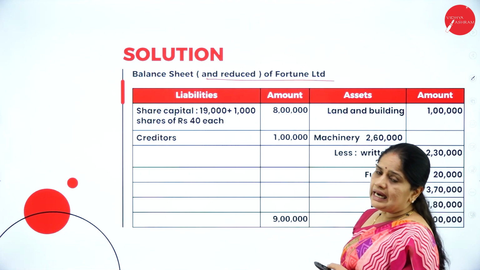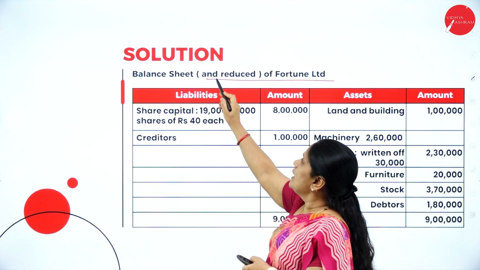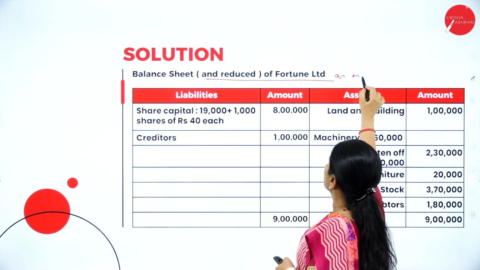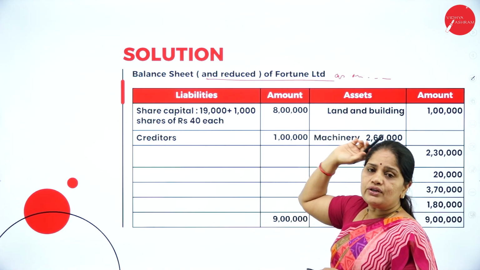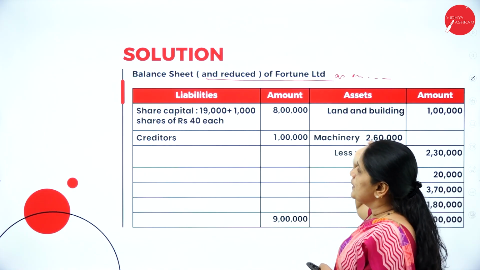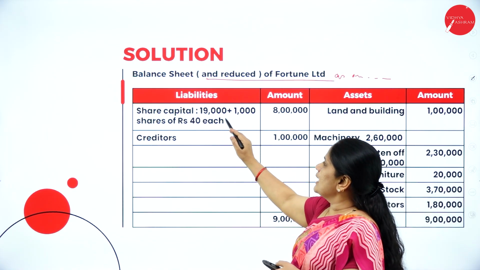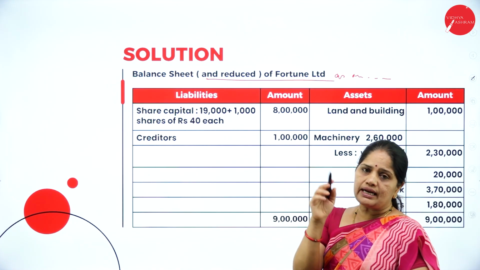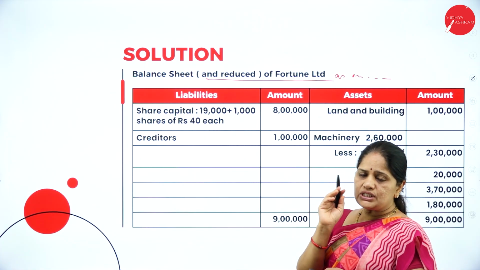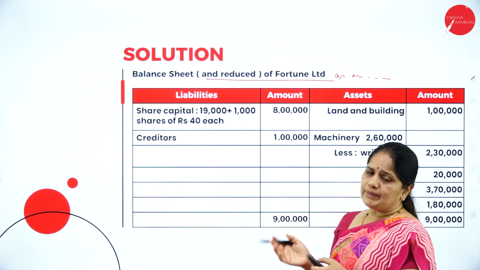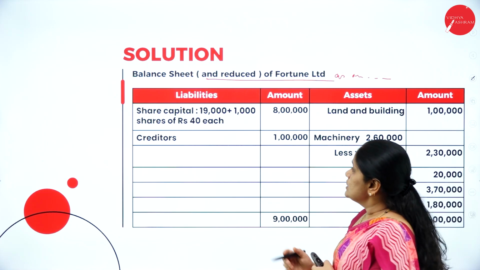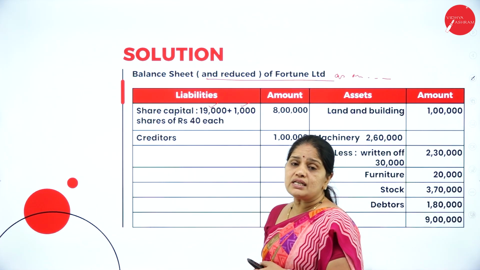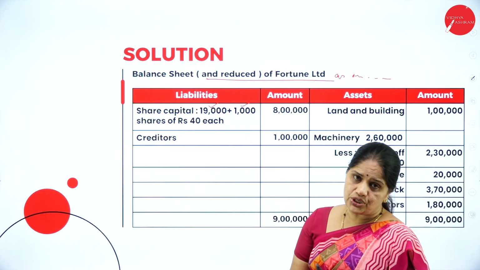So when you write the heading, you have to write balance sheet (reduced) of Fortune Limited as on, whatever is the date given, you have to write the date. Now we have the share capital. So 19,000, this is the old share capital. So 19,000 shares were there already in the balance sheet which was given to us. So that is the 19,000, and this 1,000 is the 1,000 equity shares issued to the debenture holders.